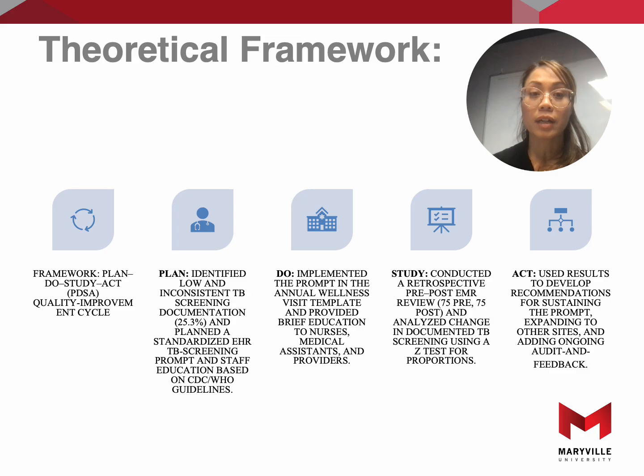During the study phase, I compared pre- and post-intervention charts and used the Z-test for proportions to evaluate the change in documented screening. Finally, in the act phase, I used the findings to shape concrete recommendations, sustaining the prompt, adding regular audit and feedback, and considering spread to other clinics. PDSA helped structure the project as a practical improvement process rather than a one-time change.